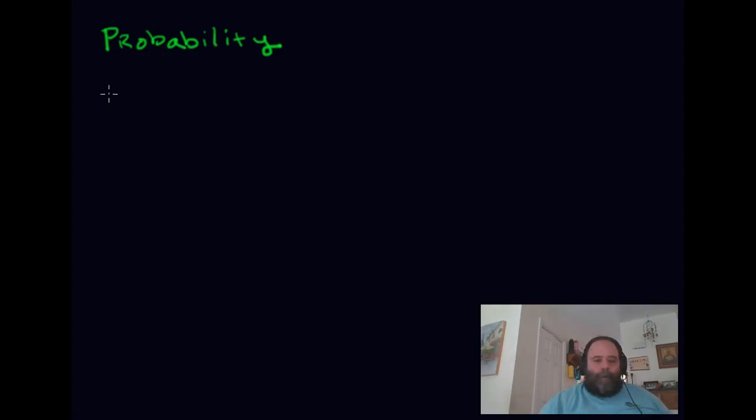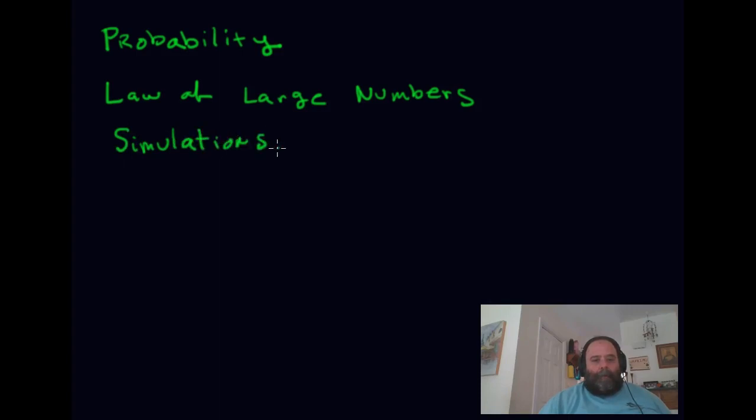The second part of this is about what is called the law of large numbers. And the third part of this section is going to be about what are simulations. Okay, so you have probability, the law of large numbers, and simulations. All right, so let's look at probability first. So let me back this up, get rid of everything but probability.